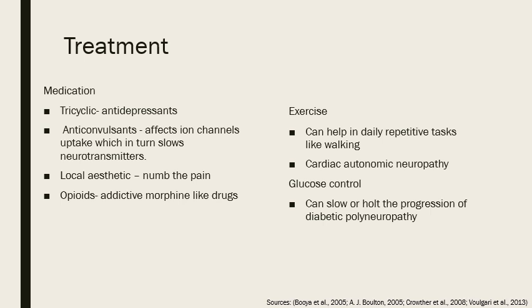As well as medication, exercise has been shown to improve repetitive daily tasks like walking. Exercise has also been shown to improve cardiac autonomic neuropathy function, which is one of the most dangerous forms of diabetic polyneuropathy there is. Glucose control can also slow and hinder the progression of diabetic polyneuropathy.